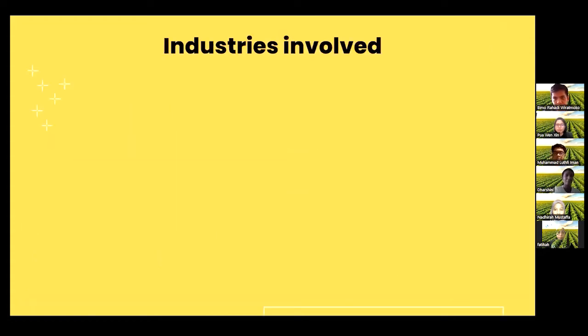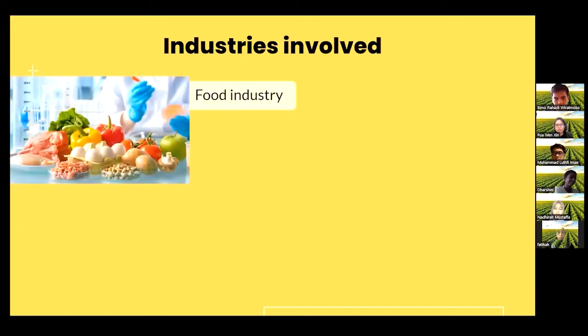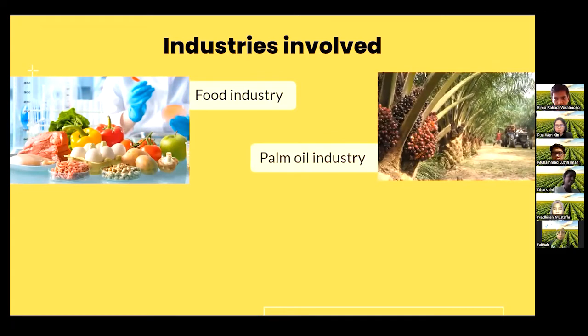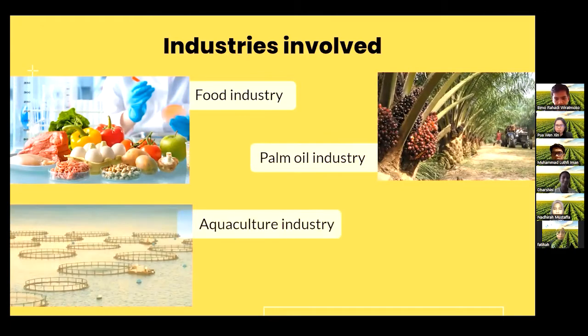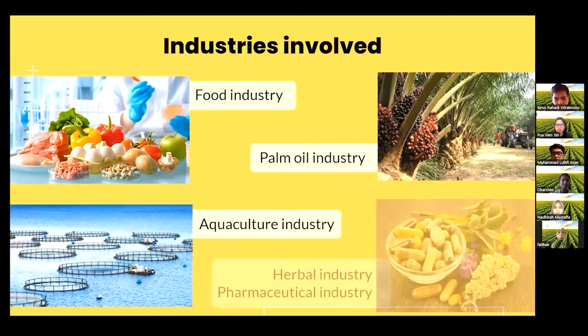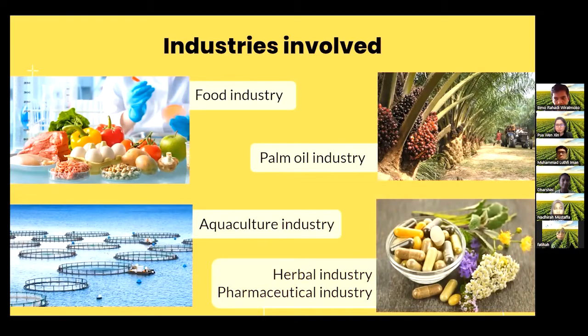Next, we have many industries involved. The first one is the food industry, then the palm oil industry, then the agriculture industry, and lastly, the herbal industry and pharmaceutical industry for the production of medicine.